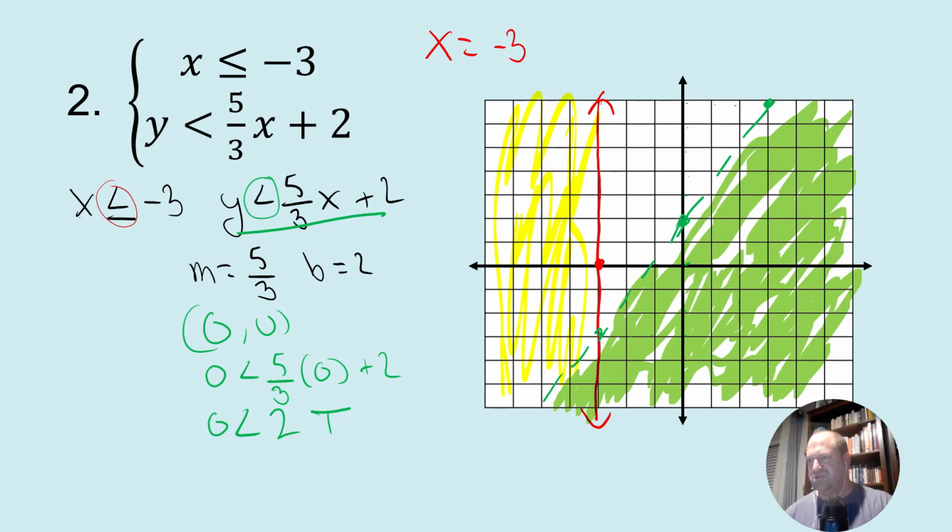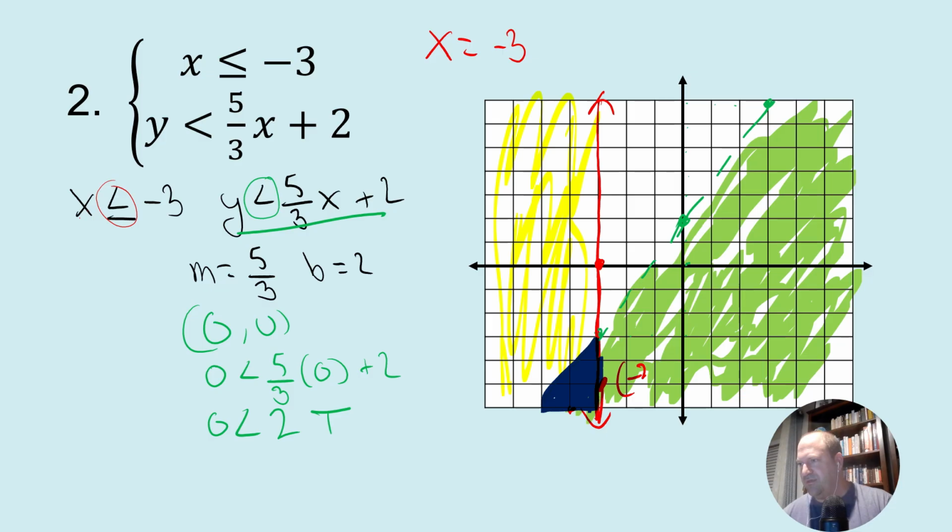And what is our solution? Our solution is where they overlap. And where do they overlap? They overlap right here. That's where our yellow and green sections overlap, so that's where our solution is going to be. If we want to test a point, we could test a point right on this line. Since this line is a solid line, we have to include the points on this line in our solution set.